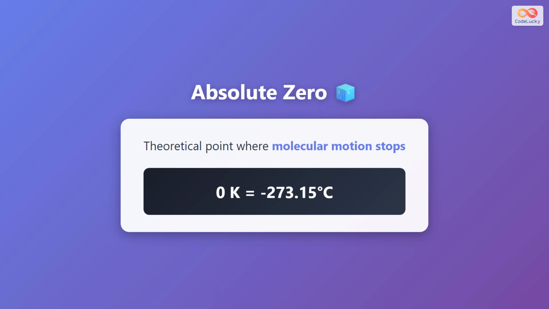Finally, let's talk about absolute zero. Absolute zero is the theoretical point where molecular motion stops completely. At this temperature, particles would have zero kinetic energy and no thermal motion. Absolute zero is 0 Kelvin, which equals -273.15 degrees Celsius. This is the coldest possible temperature in the universe. Nothing can be colder than absolute zero because you cannot have less than zero kinetic energy. While we can never quite reach absolute zero in practice, this concept helps us understand that temperature is fundamentally about particle motion and energy.